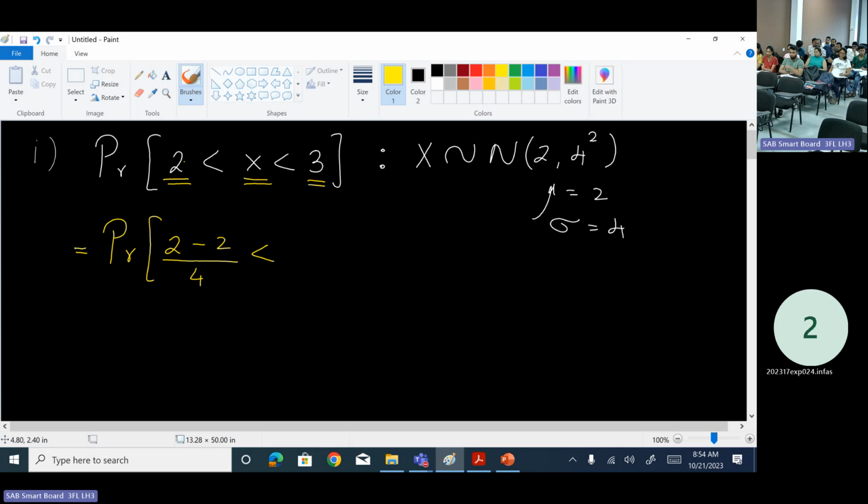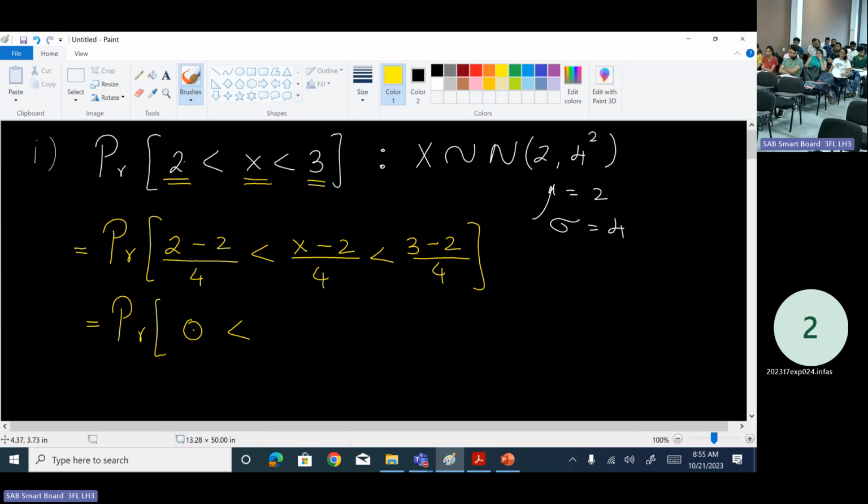Less than X. Okay. Do the process. X minus 2 divided by 4. Subtract mean, divide by sigma. Done for this. Then less than 3. Do the process. Subtract mean, divide by sigma. So now probability 2 minus 2, 0, 0 over 4. So that is 0. Less than.